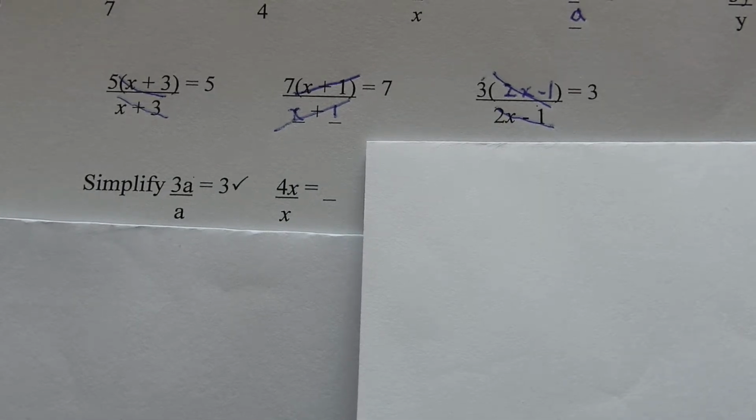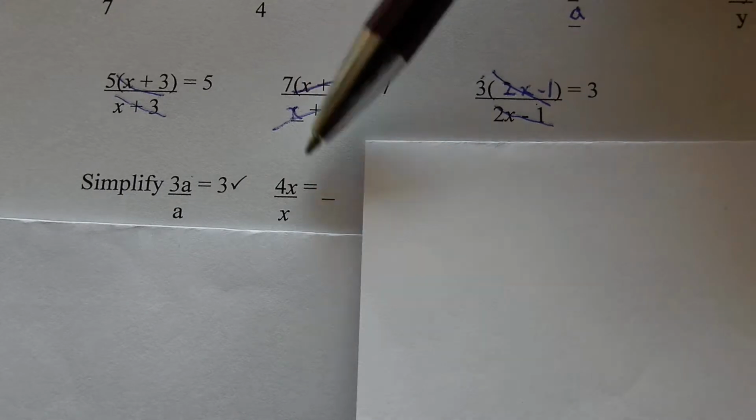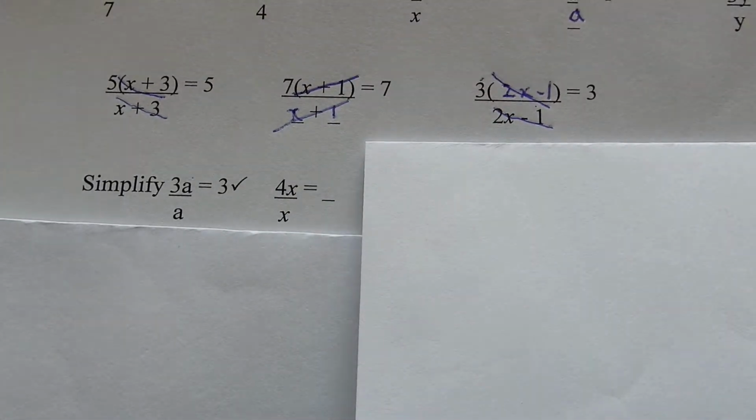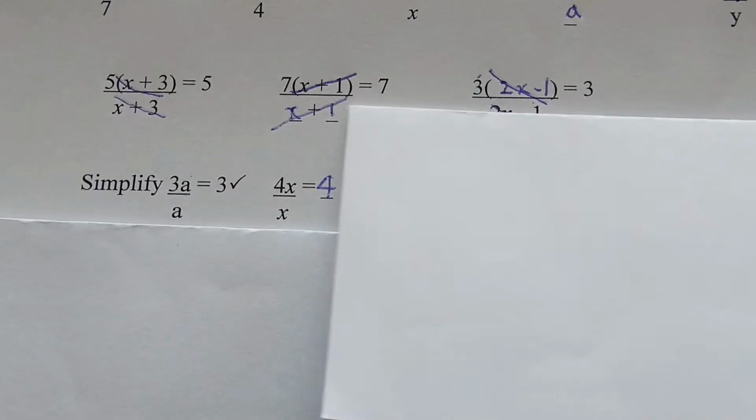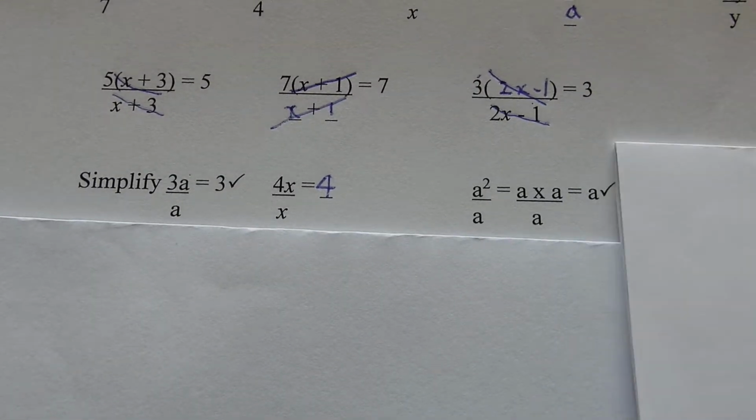4 times x divided by x. Well, the x's cancel. X divided by x is 1. So 4 times 1 is 4. Keep them going, keep them going, keep them going.